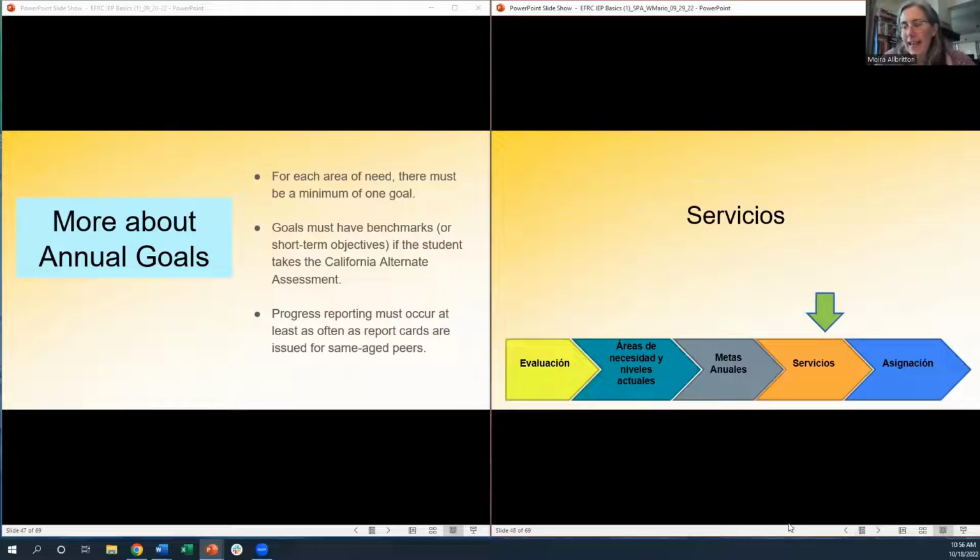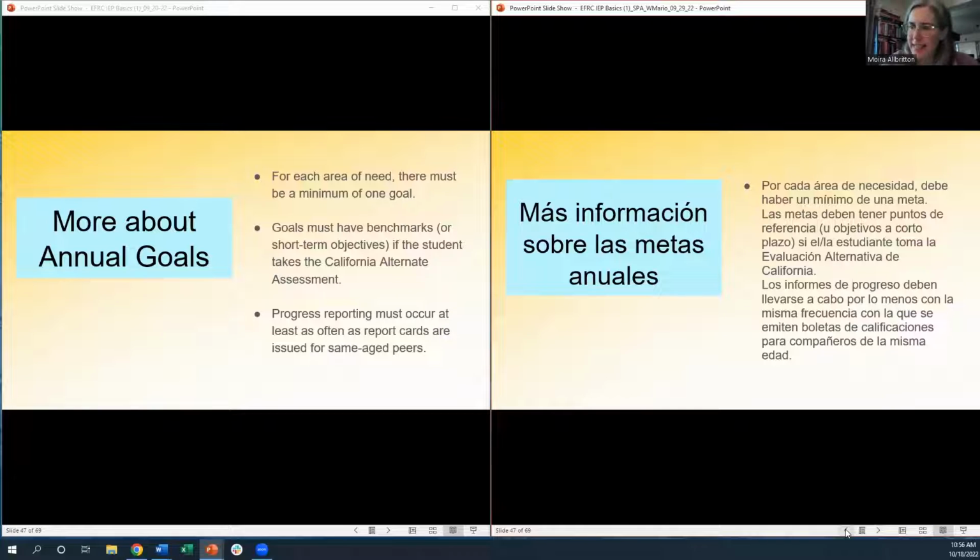If a student is taking the California alternate assessment, that means that the student is not taking the statewide testing that's offered to the vast majority of California students. Then goals must have either benchmarks or short-term objectives. And all that means is that when they write the annual goal, they break it down in advance so that there's clear measurement of whether a student is making progress, because we're not going to be able to take the statewide test and know whether the student made tons of progress or not. And so we know we need to be providing that progress reporting in a much more obvious way.